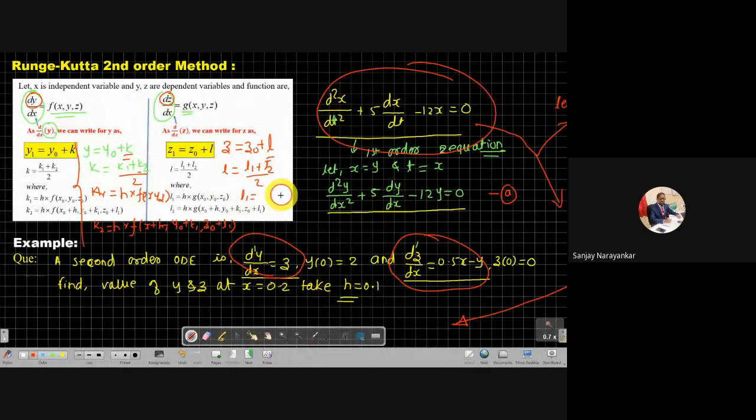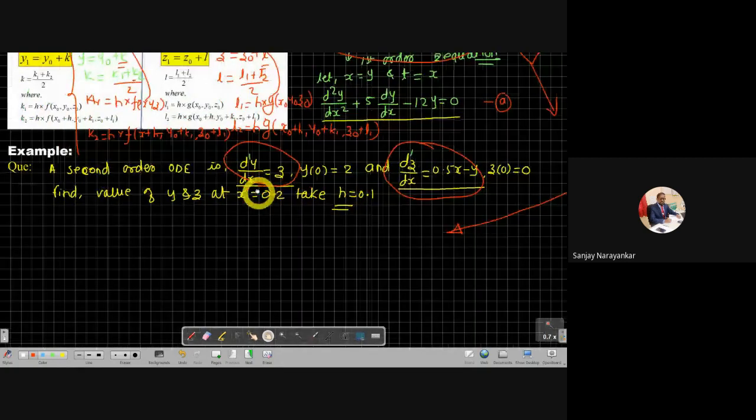So what is L1 here? L1 is nothing but h into g of x0, y0, z0, because the function is different. Don't make a mistake here; this is the function we find for. Then L2 is the same, but the only thing changing is the function: x0 plus h, y0 plus k1, and z0 plus L1. That's it. So let us apply this method when we go to our second order for this numerical.